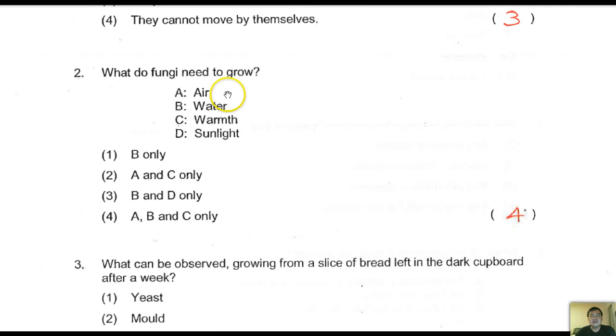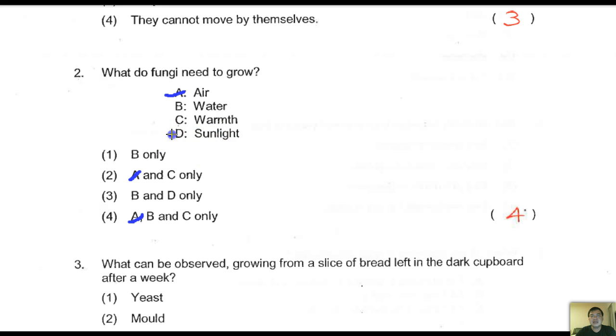Why do fungi need to grow? Okay, let's take a look. Now, fungi is a living thing, and they need air, true, right? They need air. This is correct. So anything with A is correct. They need air, food, and water to grow. Over here they do not have food, that is fine, but whatever is given here, we have to choose the best.